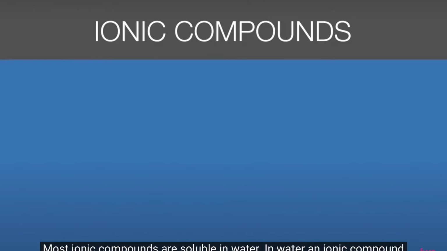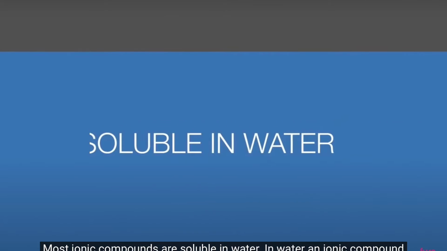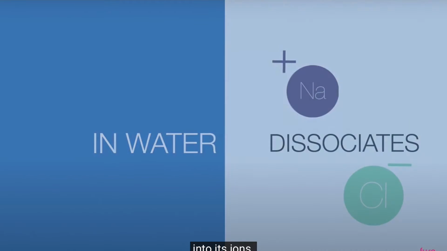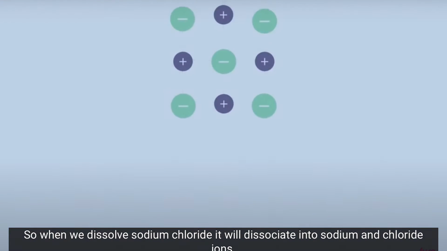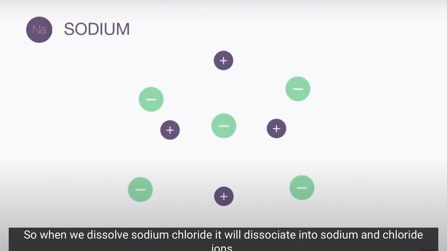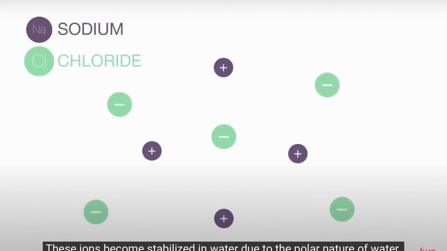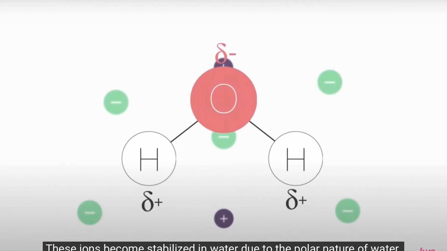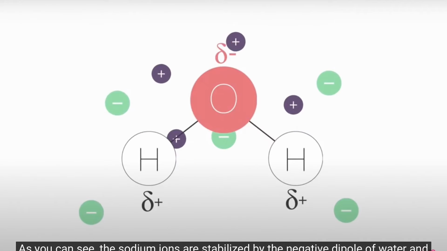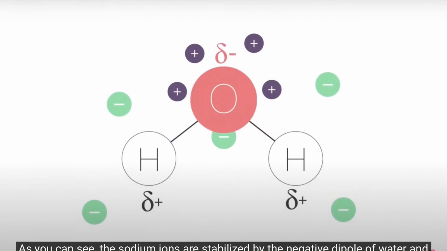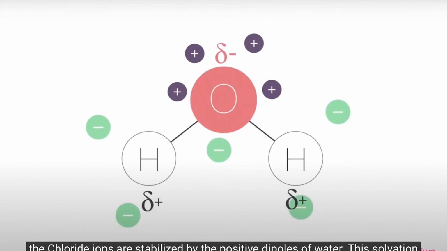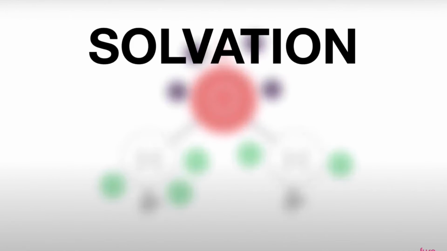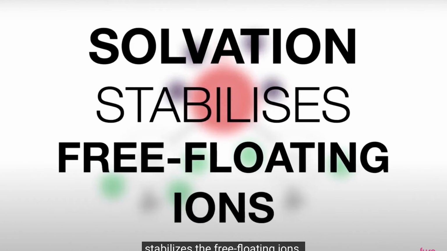Most ionic compounds are soluble in water. In water, an ionic compound can dissociate into its ions. So when we dissolve sodium chloride, it will dissociate into sodium and chloride ions. These ions become stabilized in water due to the polar nature of water. The sodium ions are stabilized by the negative dipole of water, and the chloride ions are stabilized by the positive dipoles of water. This solvation stabilizes the free-floating ions.